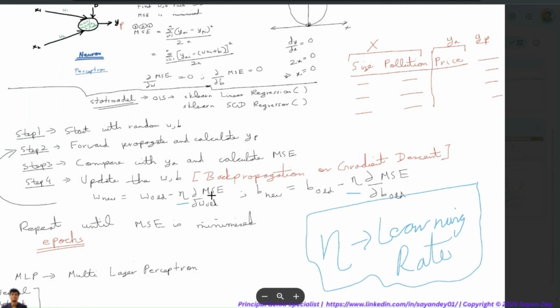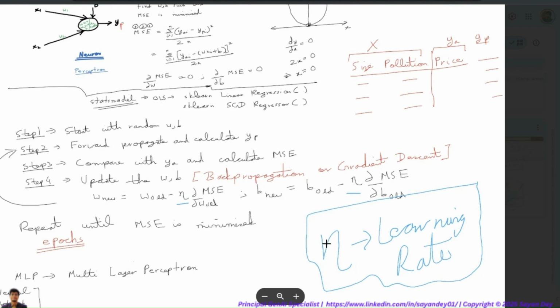Don't make it 0. 0 means there is no update you're doing. At the same time, learning rate should not be too high, because if you make it too high, the updates become too big. You dump too much. Sometimes you learn something, sometimes you learn something else. So you learn too fast. Even fast learning is bad. Too fast learning is bad. So try to make it moderate.